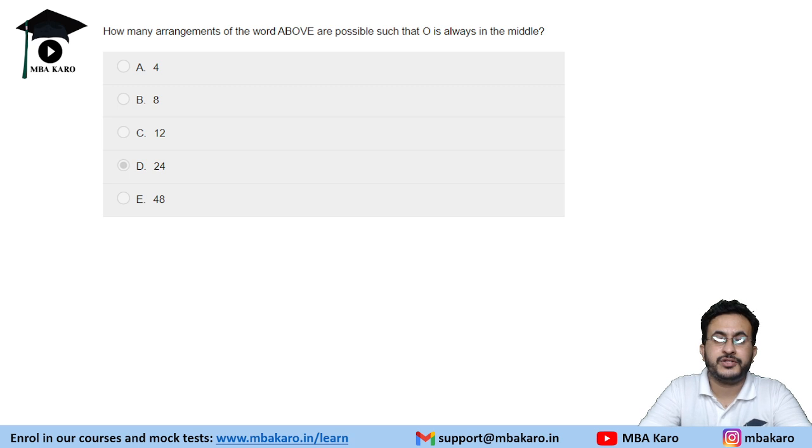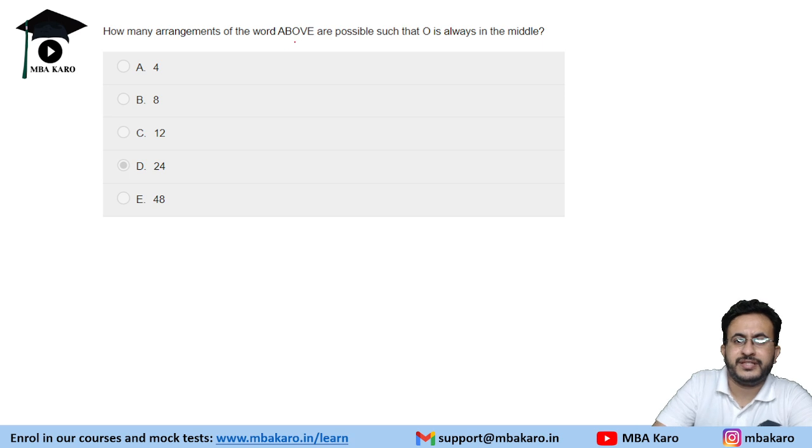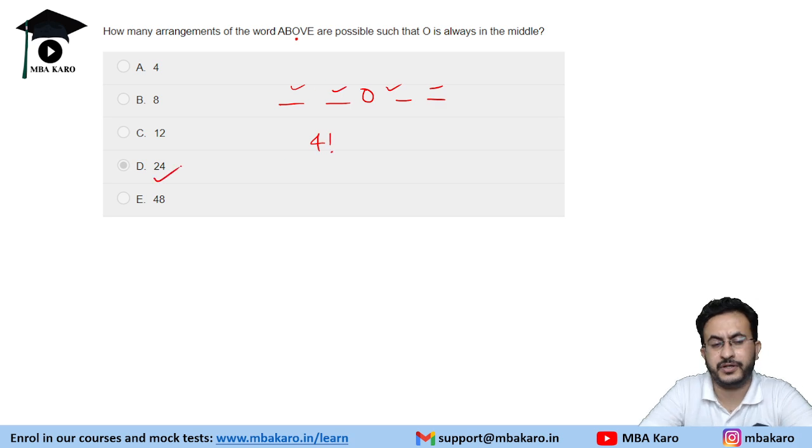How many arrangements of the word above are possible such that O is always in the middle? Okay, super simple question. O is in the middle. So we have 4 letters. O is here. We have to arrange 4 letters in 4 places. So 4 factorial, which is 24 ways.